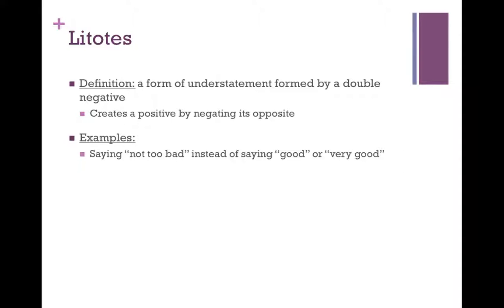For example, if you say, "Oh, it's not too bad," instead of saying that it's good or very good, you're forming a positive because you're saying it's not bad, but by a double negative. So you have the "not" and then you have the negative word. For example, if you say Beyonce and Jay-Z are not an ordinary couple, that's an understatement, right? They are far beyond an ordinary couple.